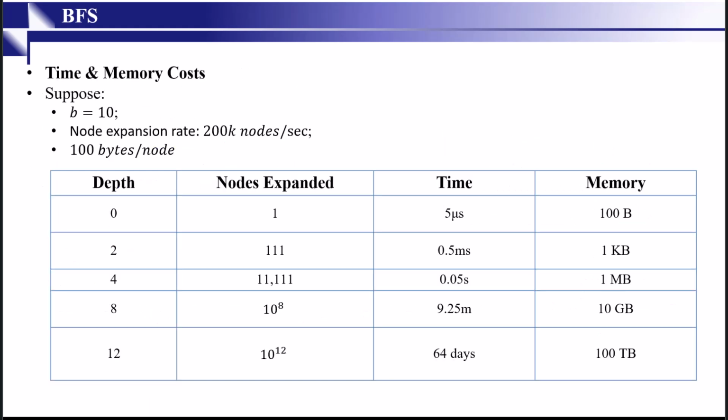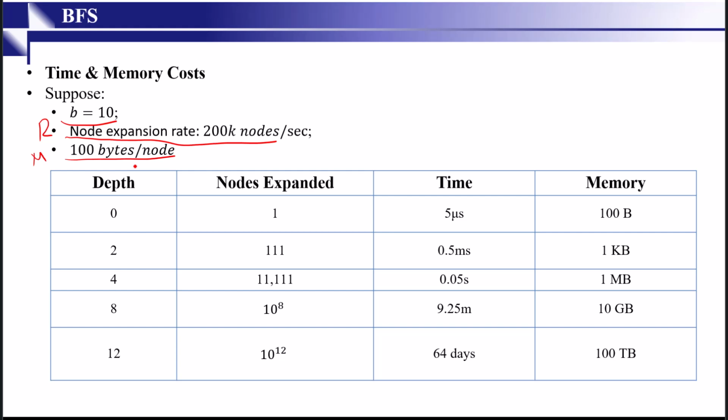All right, so now let's calculate the time and memory that we need for BFS. Suppose B is equal to 10. This is the branching factor, right? And here we have R. So R is equal to 200,000 nodes per second. And this is the memory required for each node, 100 bytes per node, right?